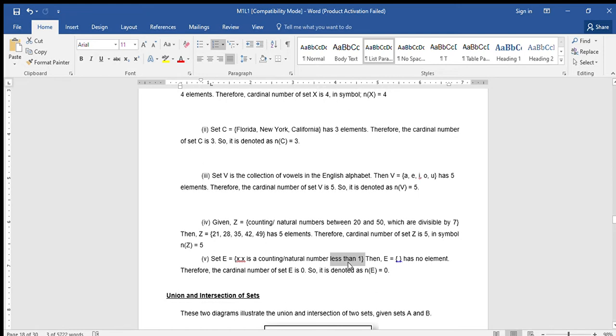Wala. Diba kay nag-start ang ato counting or natural number sa 1. Okay, so kung mingon ta na any counting or natural number less than 1, kay wala na counting number na less than 1. Okay, so that means that our E here is empty set or null set and has no element. Therefore, the cardinal number of set E is equal to 0. So it is denoted as the cardinality of E is equal to 0.